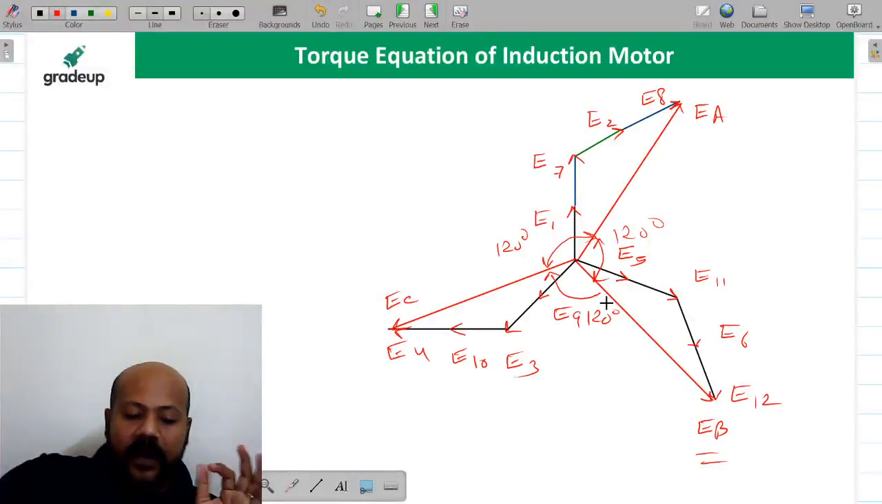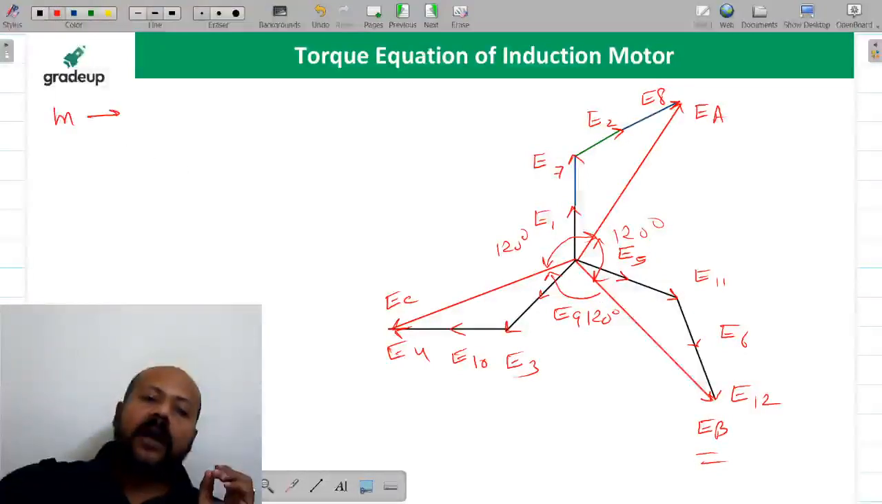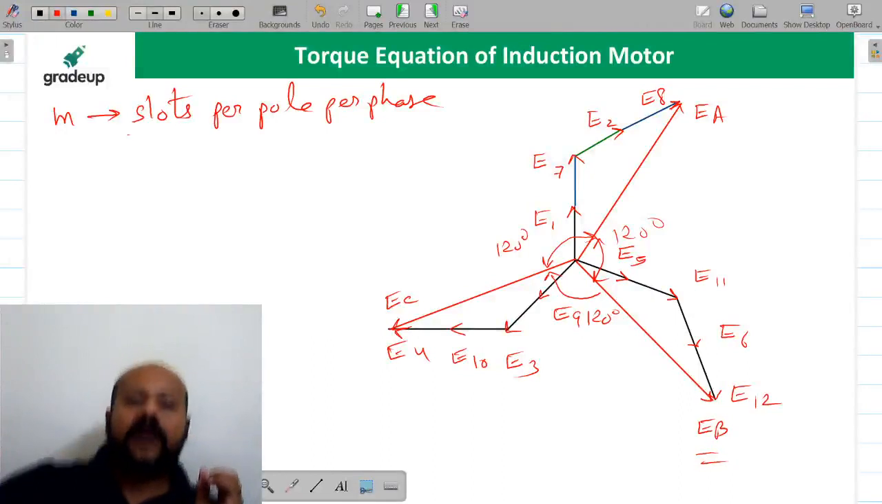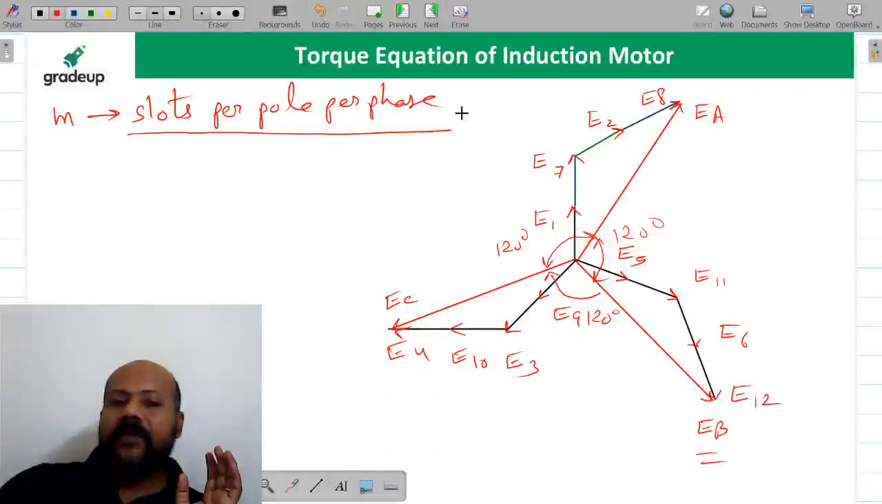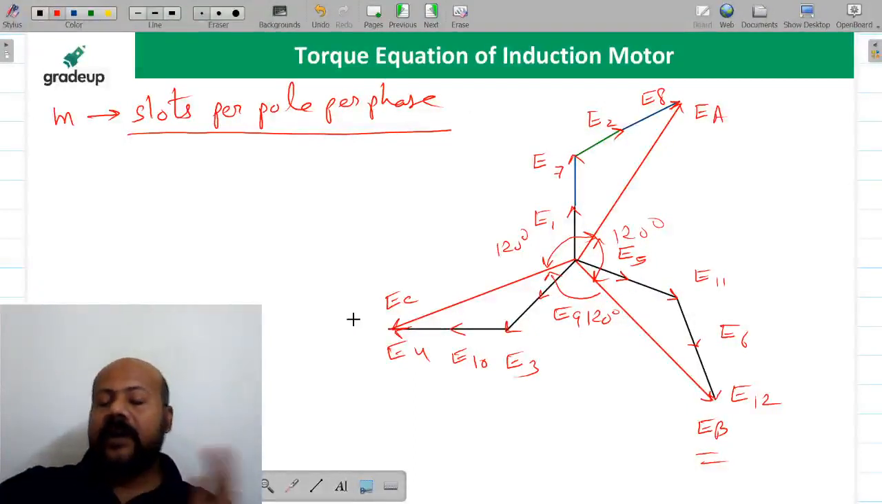When you are saying M, listen, M is going to be the number of slots per pole per phase. It is not per pole pair, it is per pole. If you are asking for 120 degree phase spread, listen to me, it is very easy. If you know 120 distributed winding, what is happening? Distributed winding, it is going to be something like this.